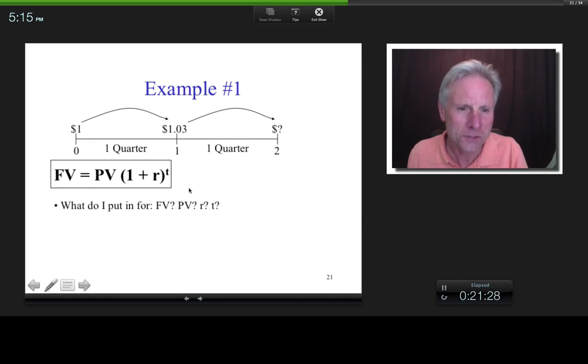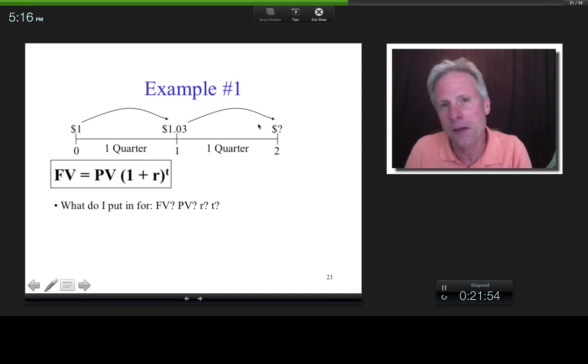So here's the only single cash flow formula that exists. So what do I put in for future value, FV? Well, that's what we're trying to figure out, right? Here's the future value right here. What do I put in for PV? Well, that'd be $1, right? I mean, there's a couple different ways you could do it. It could be $1 and you move it forward 2 periods, or I guess you could also begin with $1.03 and you move it forward 1 period. Doesn't matter. Either way, you'll still get the same answer.